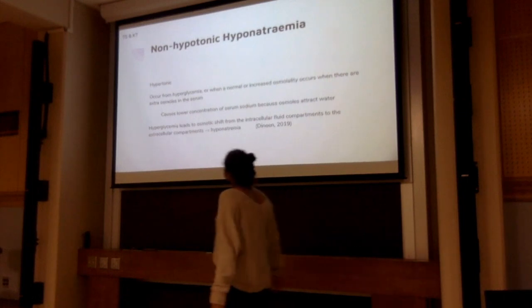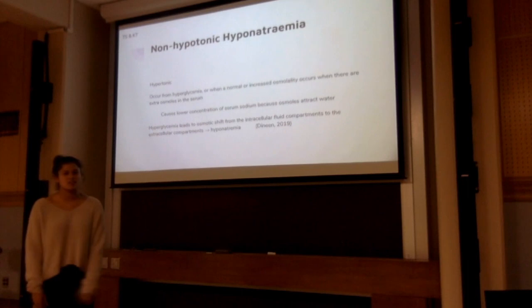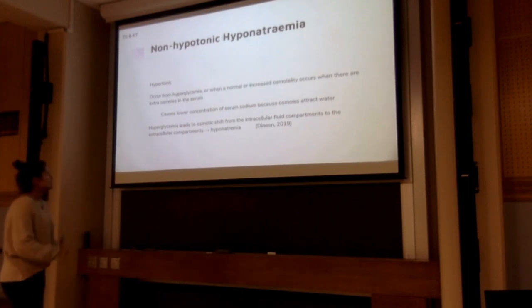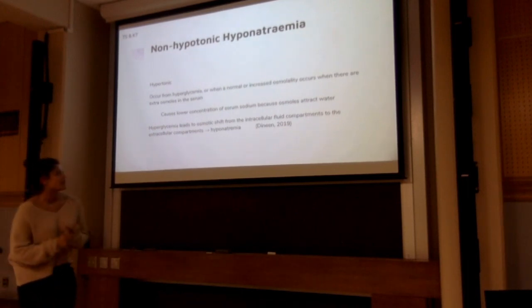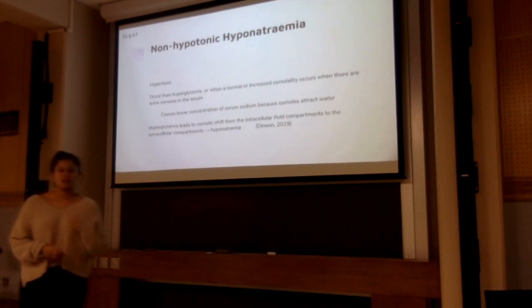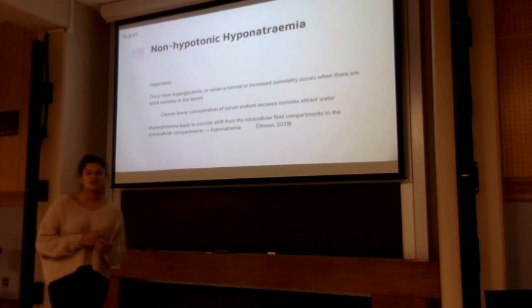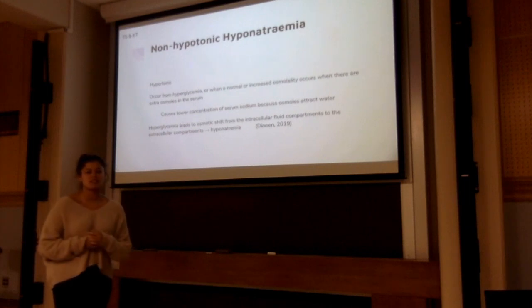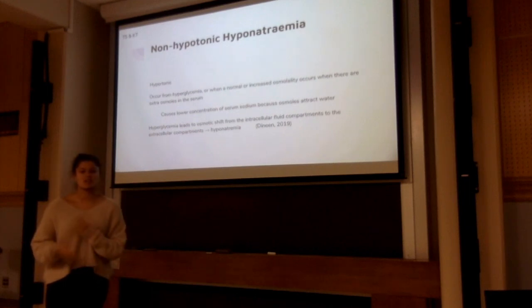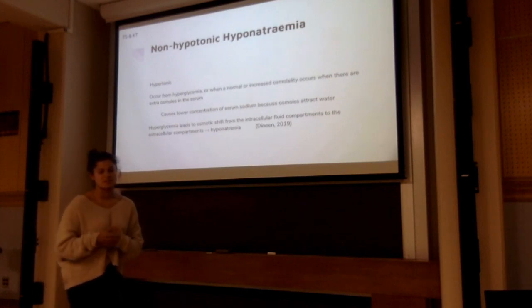So then final is non-hypotonic hyponatremia, or also you could just call it hypertonic hyponatremia. So this can occur from hypoglycemia, or when a normal or increased osmolality occurs when there are extra osmoles in the serum. So when this happens, it decreases serum sodium concentration by attracting water from the intercellular compartments, and then hyperglycemia is the main cause because of these osmoles attracting the water from the interstitial compartments, so then the dilution of the serum sodium levels.